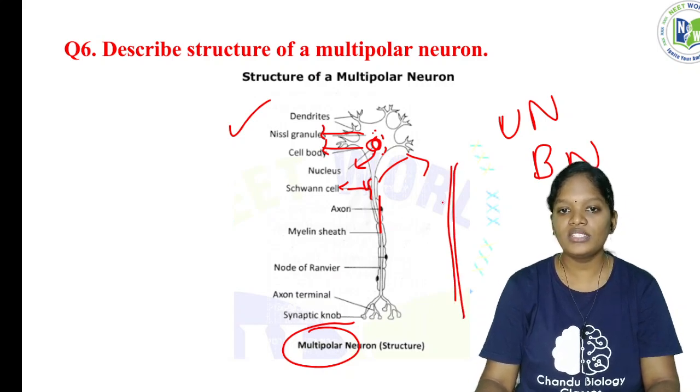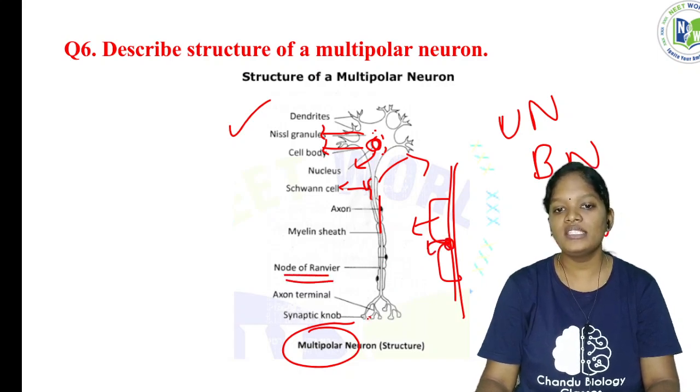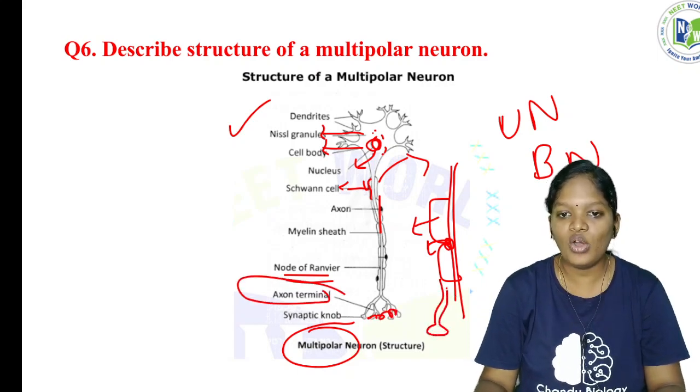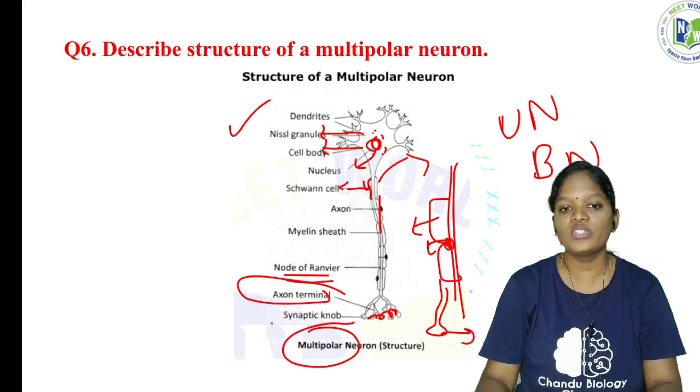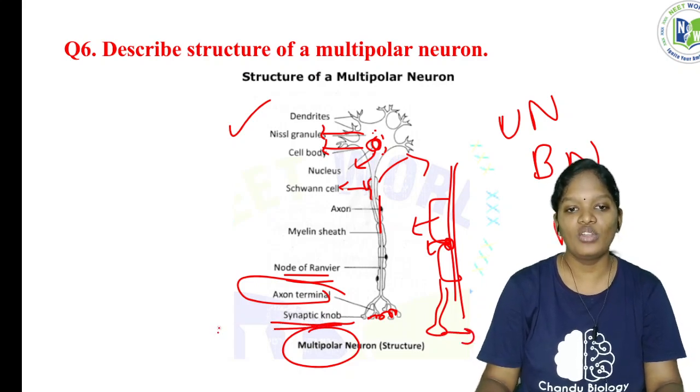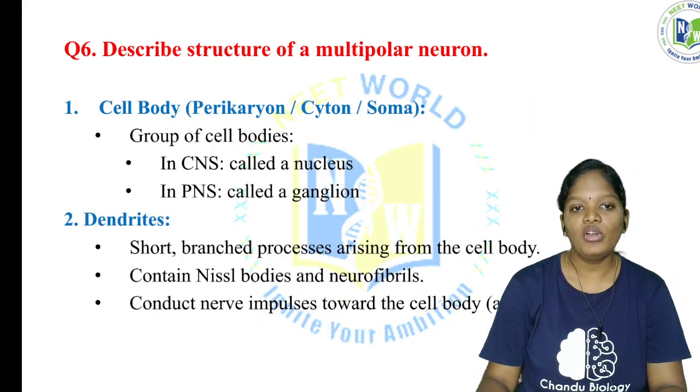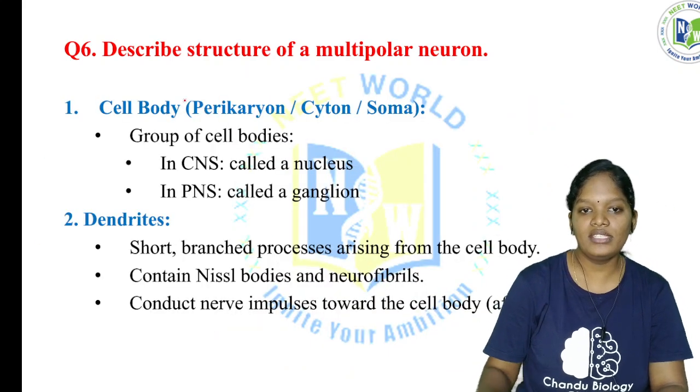The sheath covering the axon is called the myelin sheath, and one myelin sheath is connected with another myelin sheath. This node structure is called the node of Ranvier, and the terminal structure of the axon is called the axon terminal. In the axon terminal we have a knob-like, vesicle-like structure, which is called the synaptic knob.